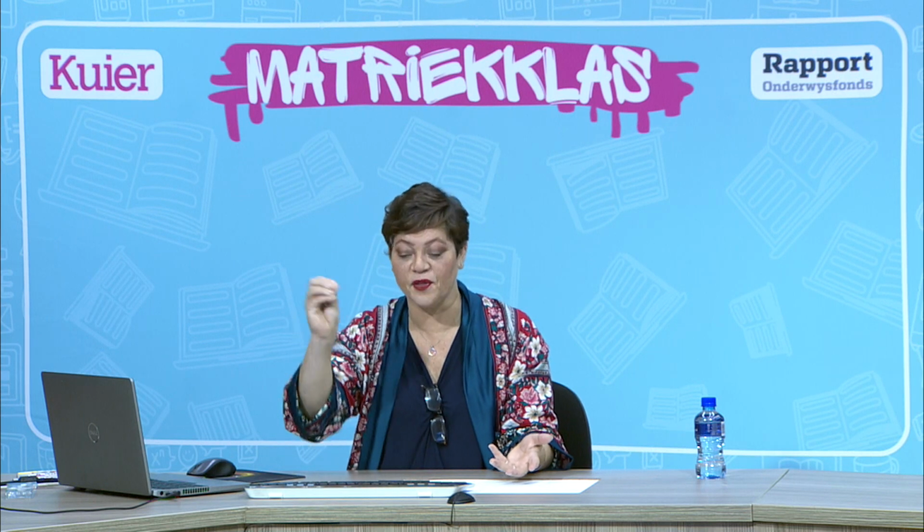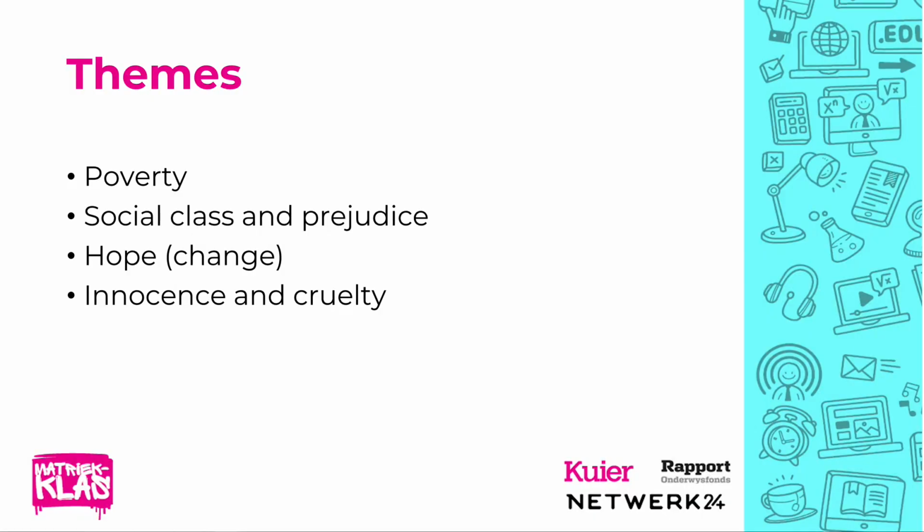We've done this already with Mrs. Banji with a chip of glass ruby, but now I'm focusing just on the skills that you need to be able to analyze a short story. And you start with the title, and this is how you start with the doll's house. Right, we're going to move on to themes now. So what are the themes in this short story? Well, they are poverty, social class and prejudice, hope, or hoping for change, innocence and cruelty.